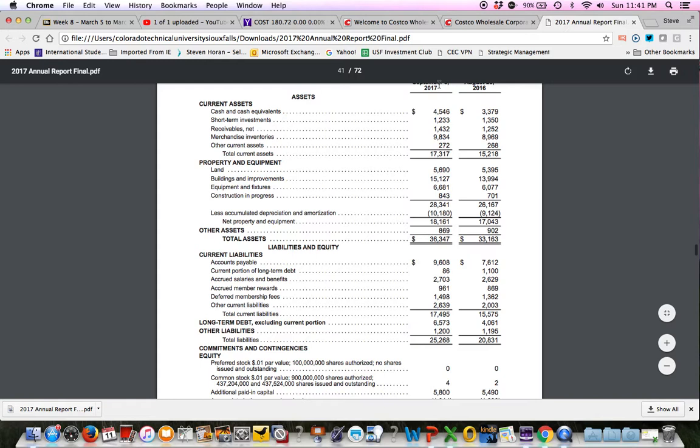Okay, so hopefully that made sense. If you have any questions at all about how to find the data for your company, how to do some research on it, by all means ask me. I'm more than happy to point you in the right direction. But this should get you a good start.